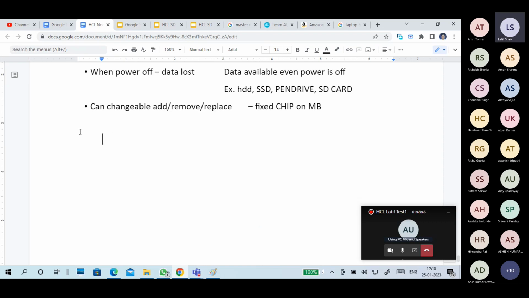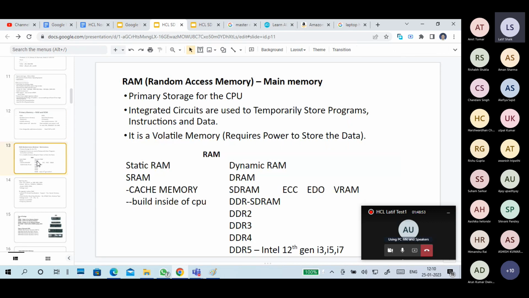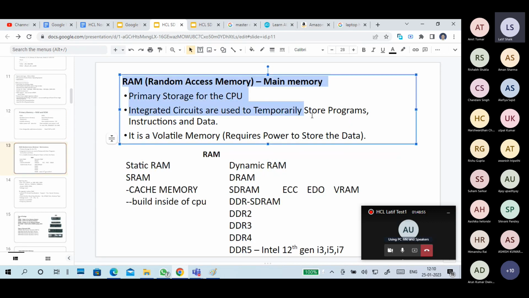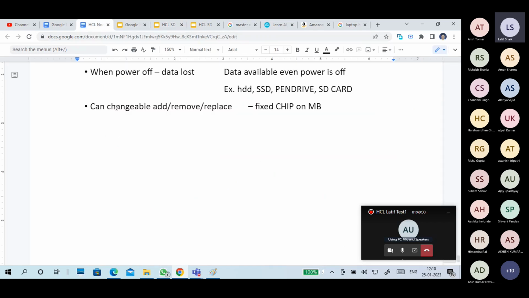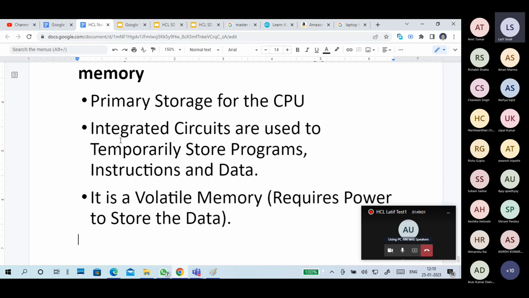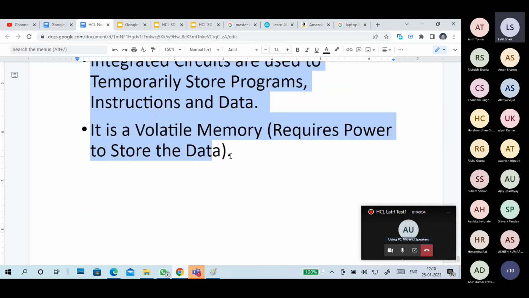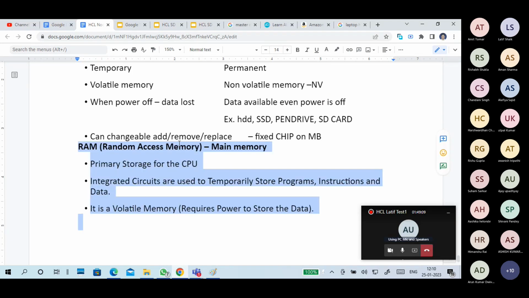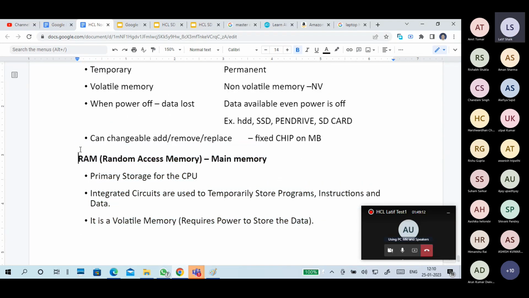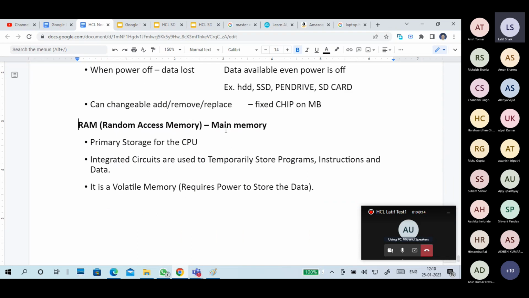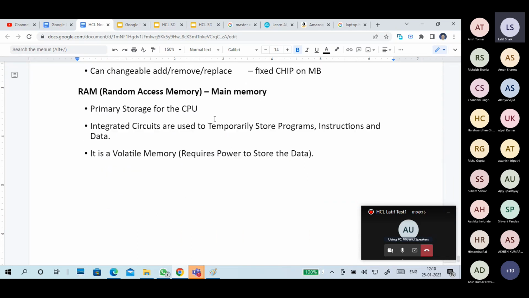First of all, I will tell you about RAM. RAM is random access memory. RAM is also called the main memory. RAM is a primary memory, and specifically it is the main memory. It is the primary storage for the CPU. It is a volatile memory.